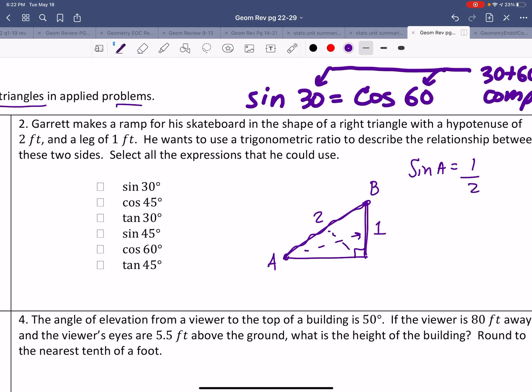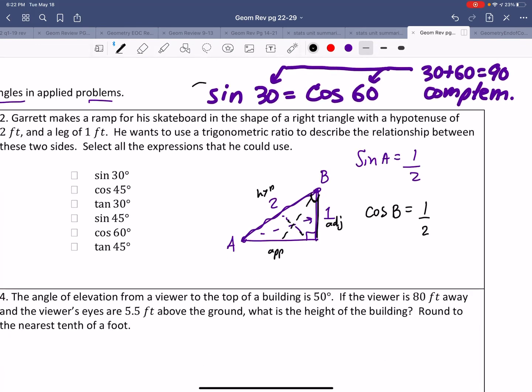Or I could pick angle B here. This would be the side adjacent to angle B, and this is still our hypotenuse. So that would be the cosine of B is 1/2. Notice we already know this: if those two angles are complements, as we talked about before, then they should be equal to each other. So we're noticing that the sine of A and the cosine of B are the same number, 1/2.